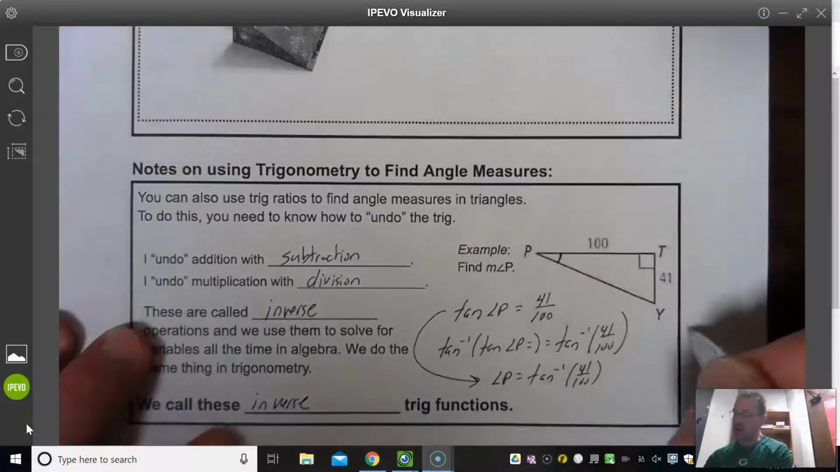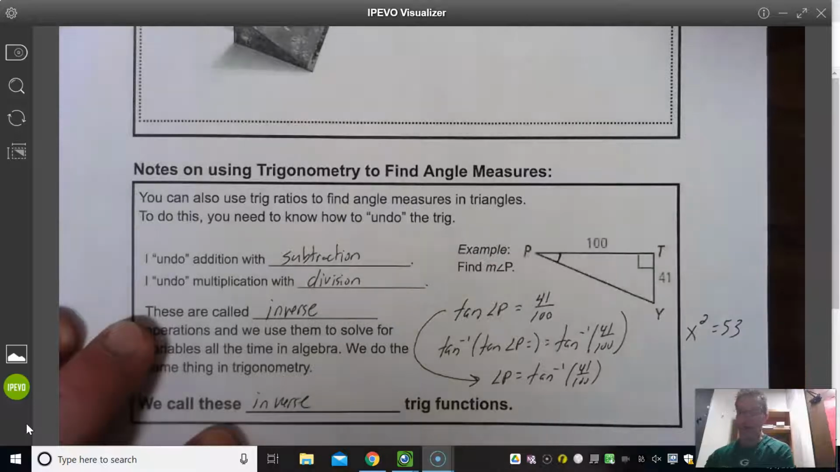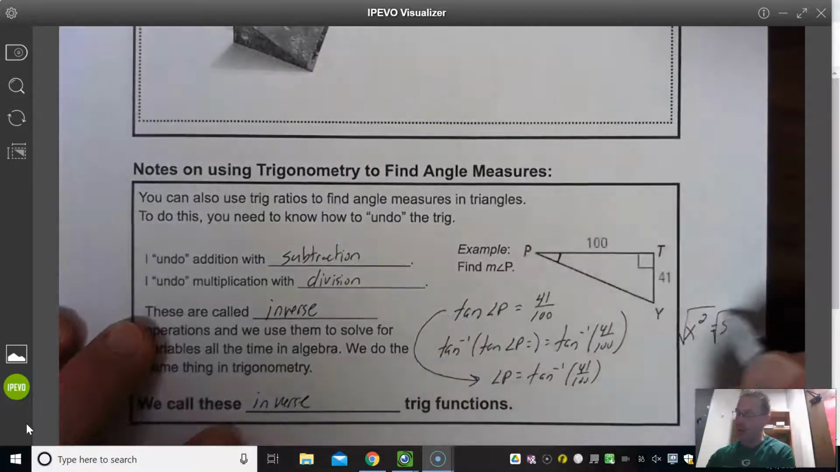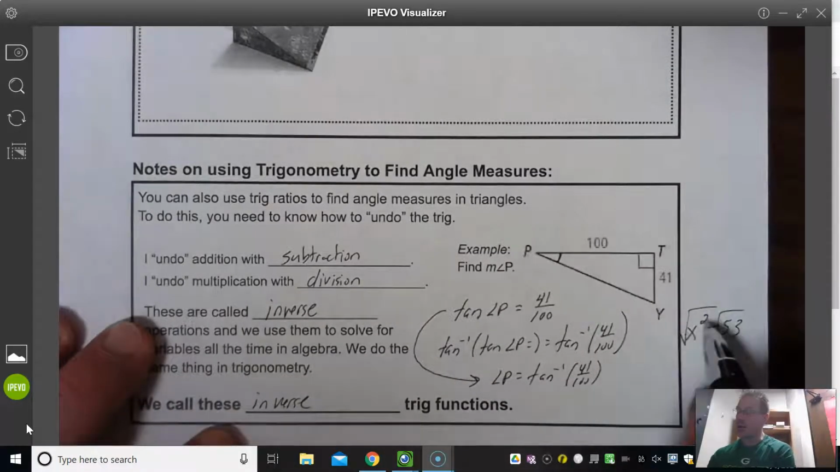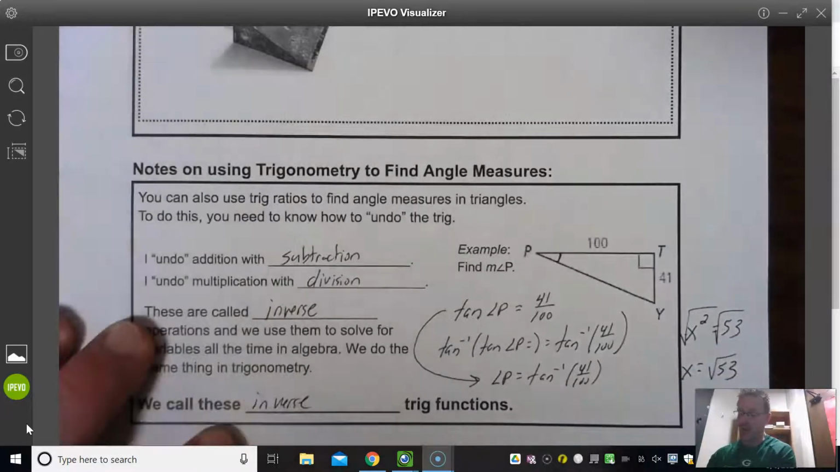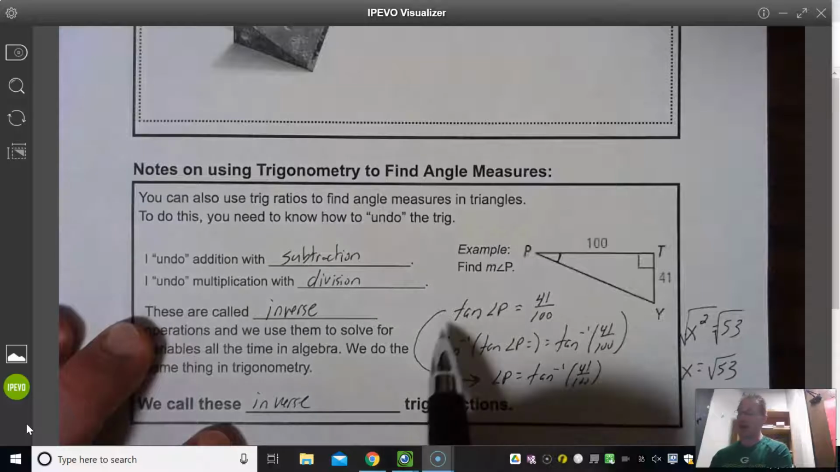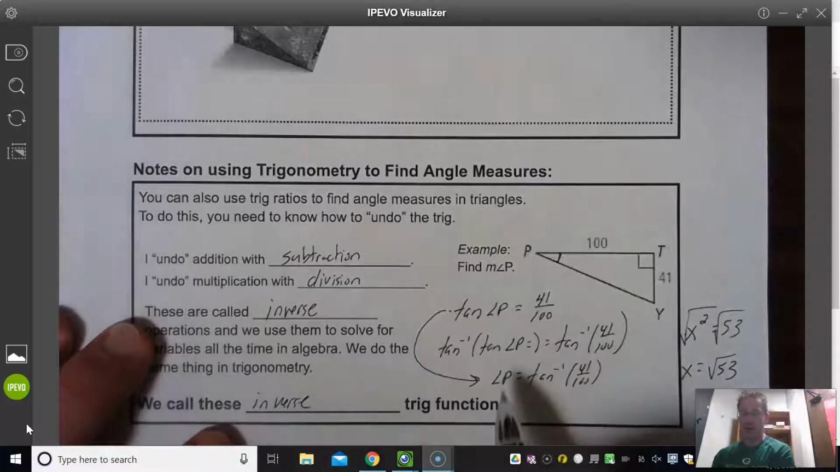Because it's the same idea when we have x squared equals 53. To solve that, you would take the square root of both sides. The square and the square root undo each other, and that gives us x equals the square root of 53, and that would be your answer. But a lot of times, you don't show this step. Sometimes people just go from x squared equals 53 to x equals root 53. They don't necessarily show the inverse undoing. And that's usually what happens here. We normally go from this step to this step.